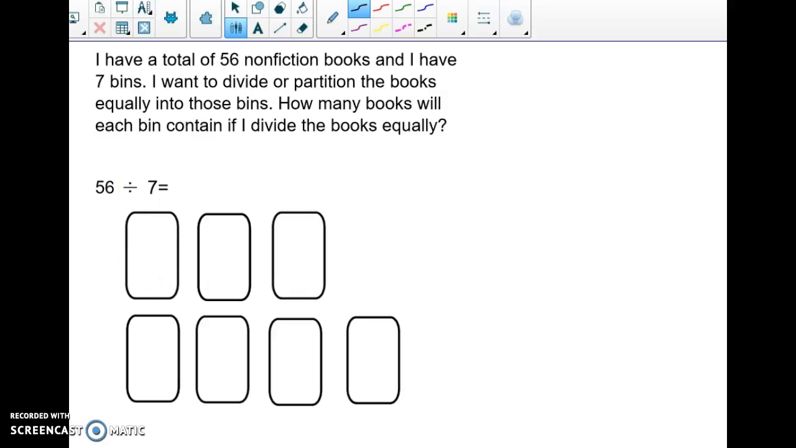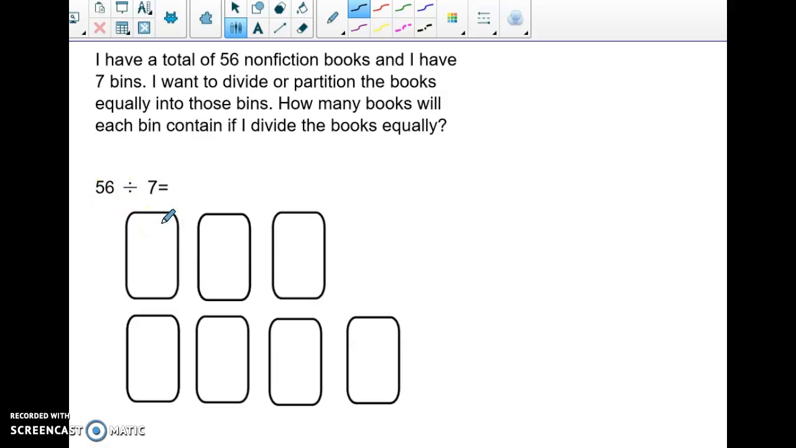Something that I did before starting the video is that I wanted to represent those 7 bins with these rectangles. So my 7 bins are here, but my 56 isn't represented yet because I'm not sure how many books will go in each bin to get me to 56. Because remember, 56 is my total amount of books.